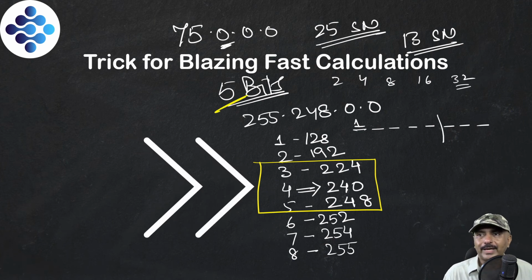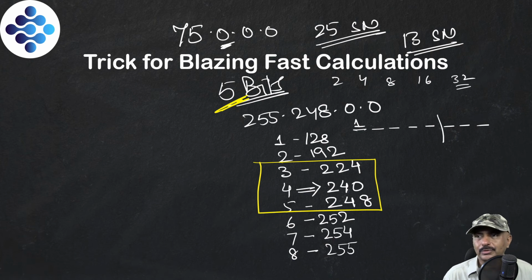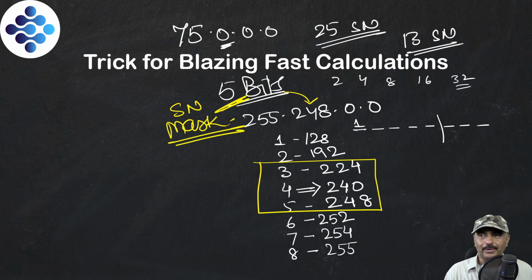If 5 bits are to be borrowed, it has to be 248. So 255.248.0.0, and this gives us the subnet mask. Now a bigger task is calculating the range of the 13th subnet. Just this much information is more than enough.